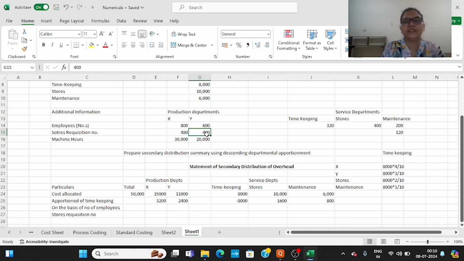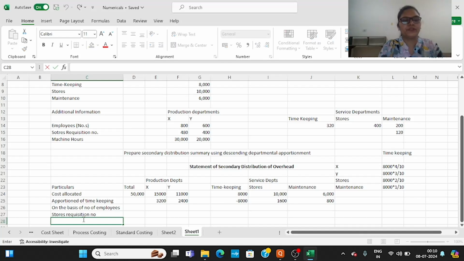We will divide all these figures by 4 and we will get the ratio 12 is to 10 is to 3. So we will write 12 is to 10 is to 3. We will close the bracket over here.